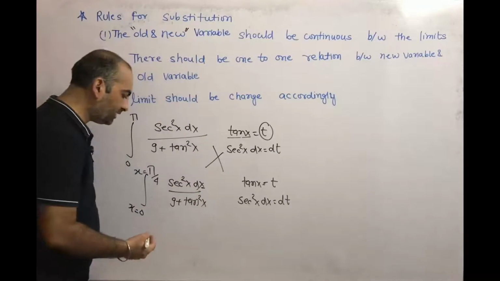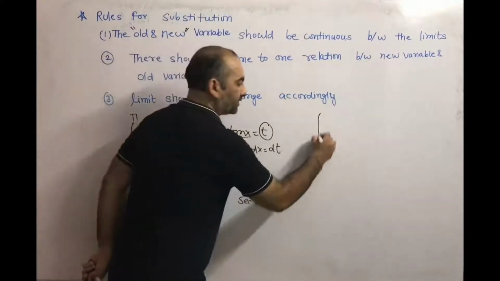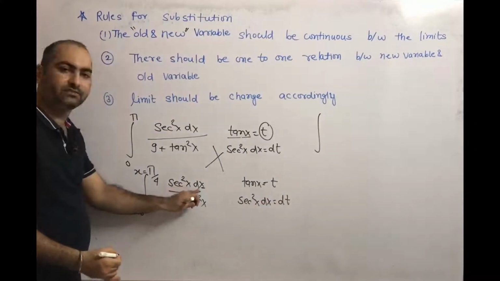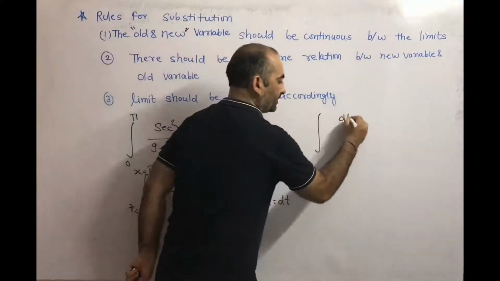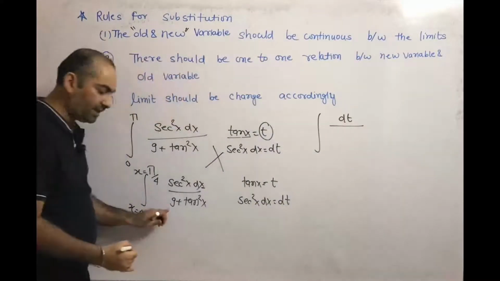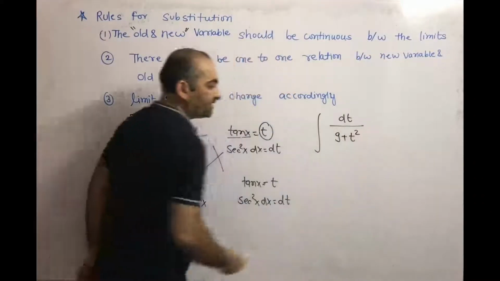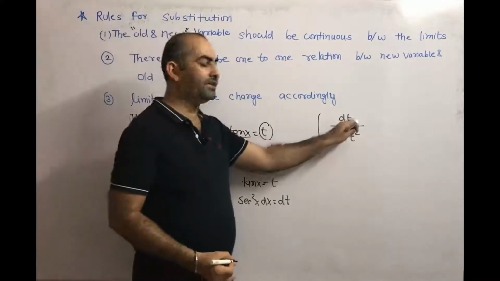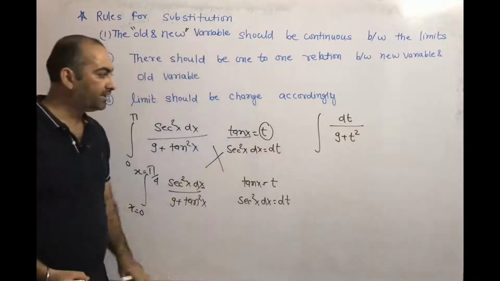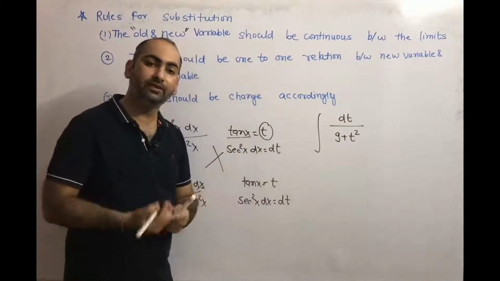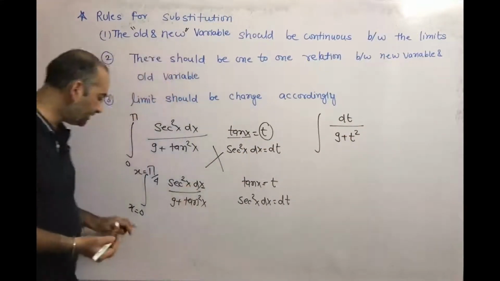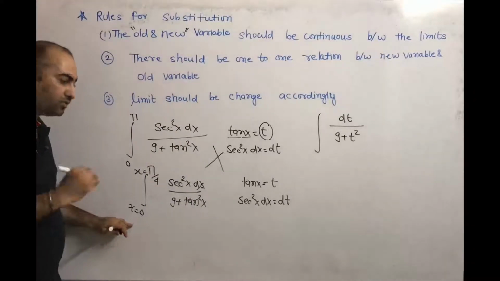So this integration will become the integral of dt divided by 9 plus t square, instead of secant square x dx. You can see here the integrating variable is t, so the limit will come in terms of t. But here the limit is in terms of x. So how to find out?